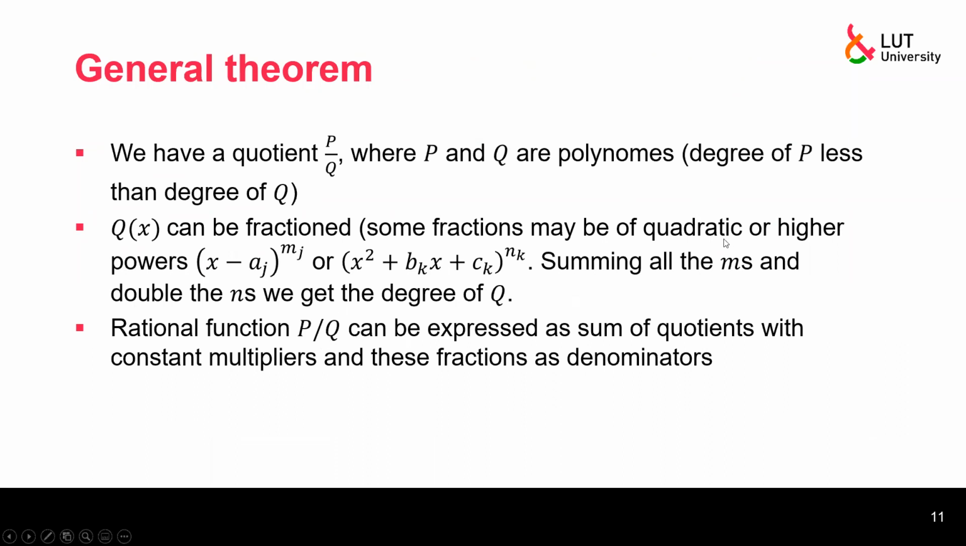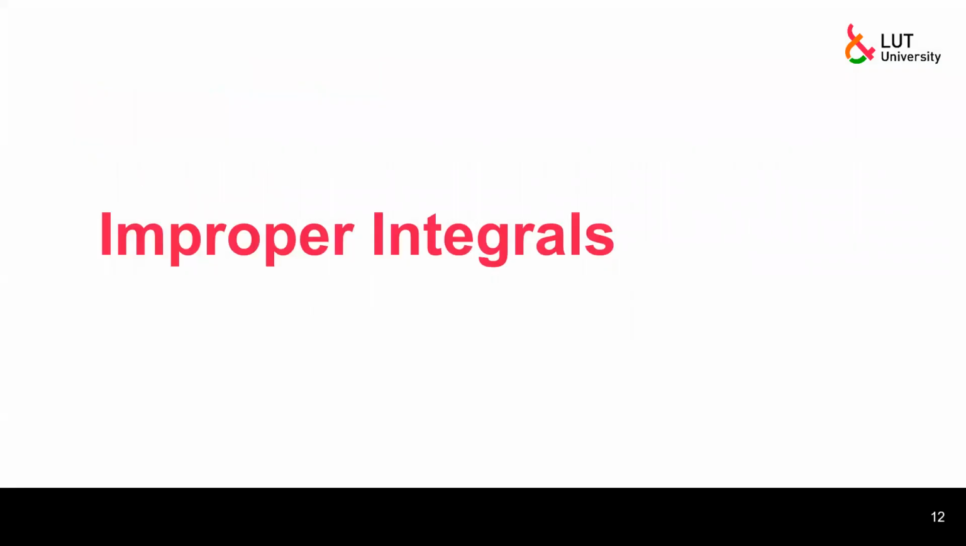And we assume that this p over q can be expressed as a sum of quotients with constant multipliers and the aforementioned fractions as denominators. And then once we can find that form, then we can, in a bit easier way, integrate those functions. And that was quite a lot. I should probably still work out a few more examples, so you have a bit more to work on.